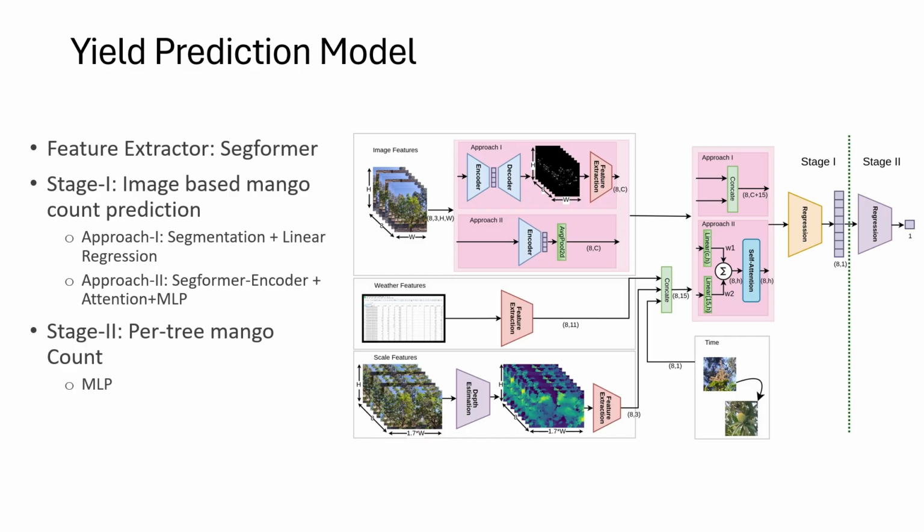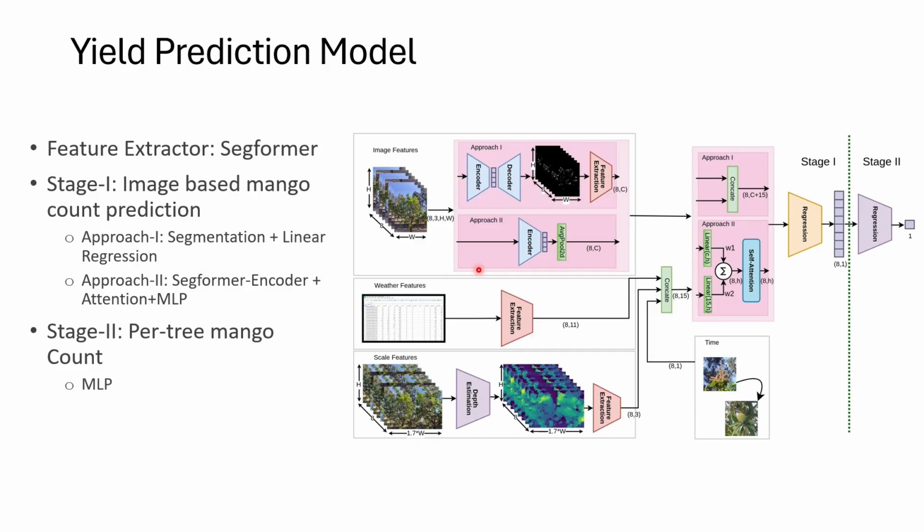Now, the yield prediction model. We use SegFormer as a feature extractor, based on our prior study results. In stage one, image-based mango count prediction is done. Approach one is based on segmentation plus linear regression. Using SegFormer, we generated segmentation maps, then extracted features using connected component analysis and gave them to the regression model.